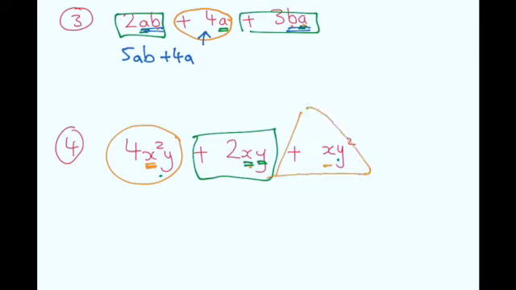So the reality is that we can't simplify this any further. It's just 4x squared y plus 2xy plus xy squared. So that is already in its simplest form, so there's nothing that we can group together.